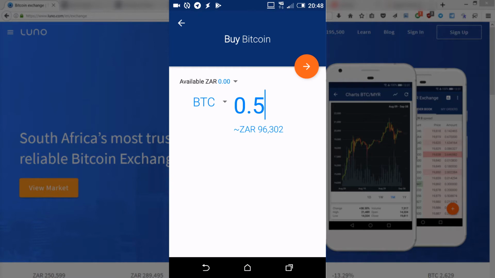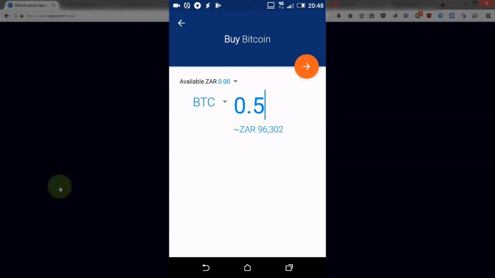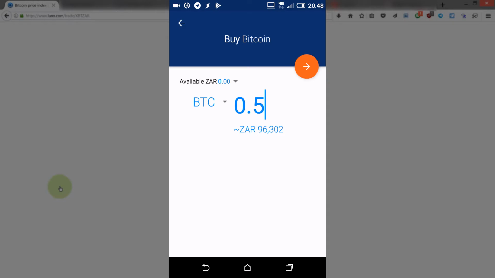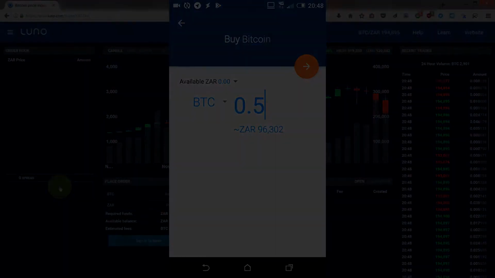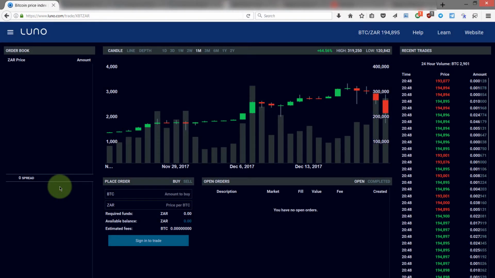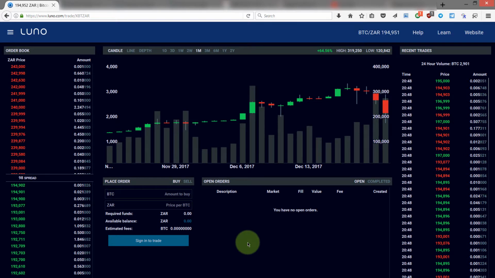But what you might also have seen is Luno has an exchange, which is a very different experience from using this instant buy option. So if I open up the exchange on Luno's website, I get this screen with a lot of red and green numbers and lines on it.